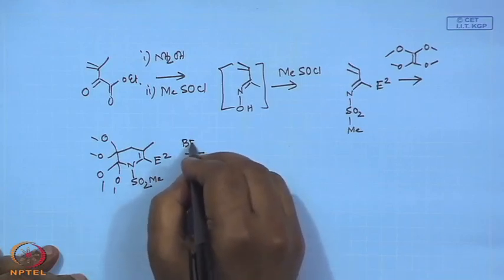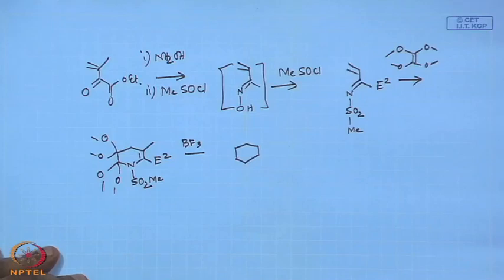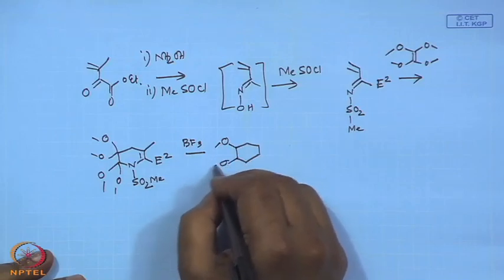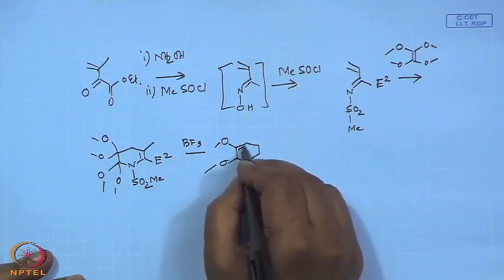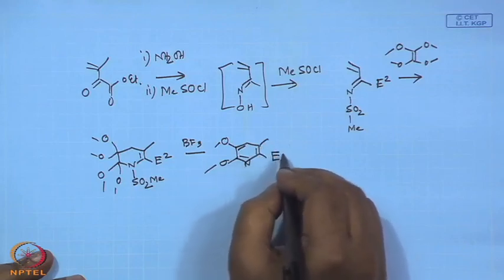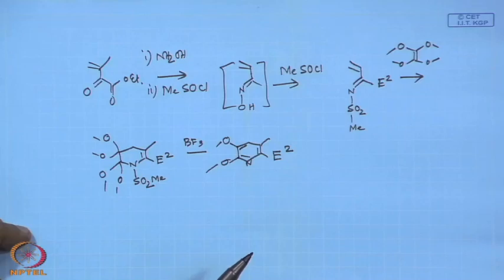Then if you treat this with BF3, you get an oxygenated pyridine, a dioxygenated pyridine, which is nothing but this ester here, E2. So, what is the lesson? The lesson is that Diels-Alder reactions are not very common, but under certain cases you can do it.